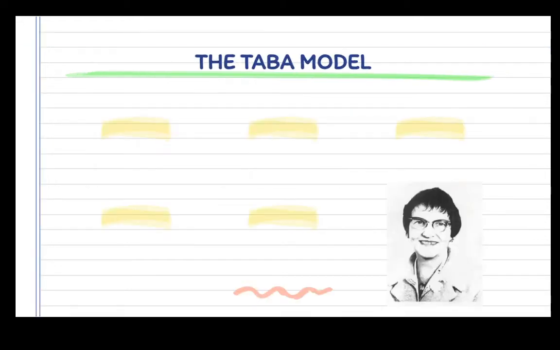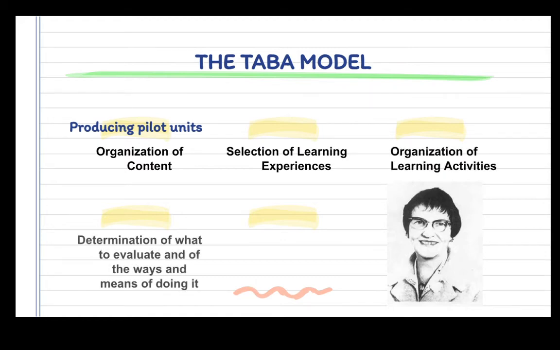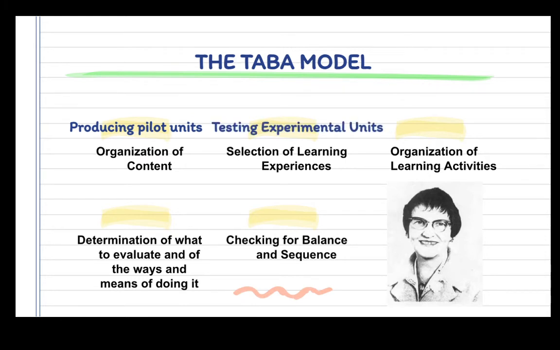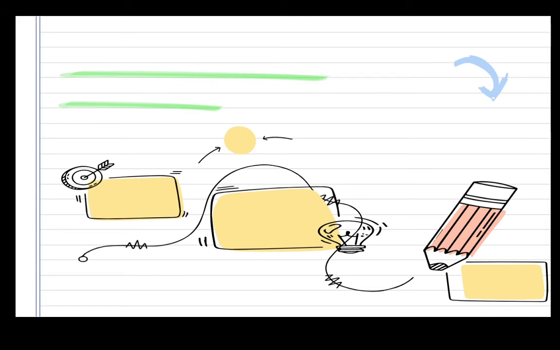Let's talk about the Taba model. This is about producing pilot units, which includes organization of content, selection of learning experiences, organization of learning activities, determination of what to evaluate and of the ways and means of doing it, and checking for balance and sequence. Experimental units should be tested. Once you have to revise it and consolidate it as well so that you can develop a framework that installs and disseminates units.